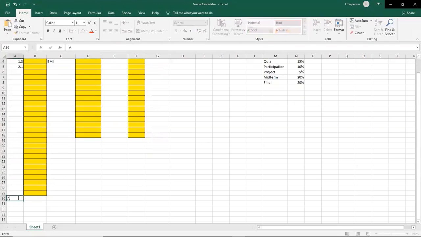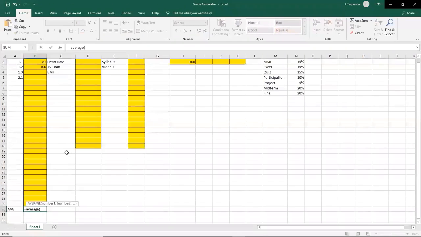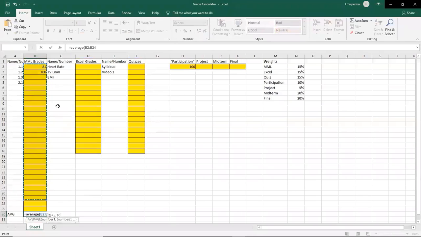And then down here, I'll have AVG for average, and I can go equals average, open parentheses. So this is kind of like sum, it's a built-in function. And then I can just highlight all of these. I don't just highlight the ones I've got, because then when I put a grade in for 1.3, it won't be considered in for the average. So you just highlight all of them.